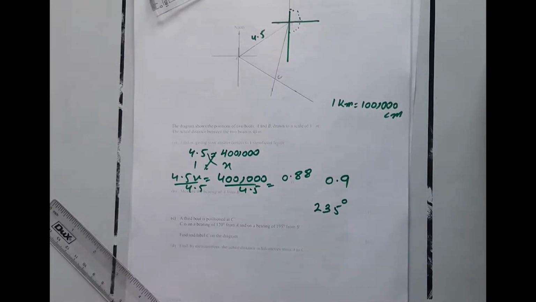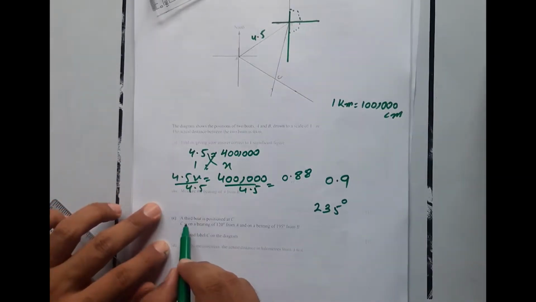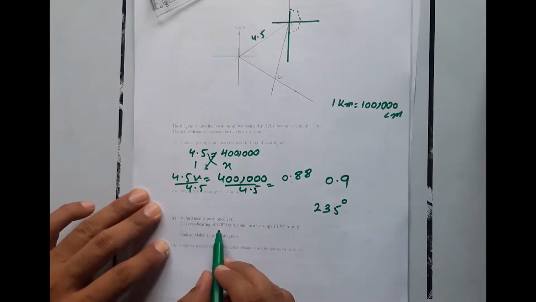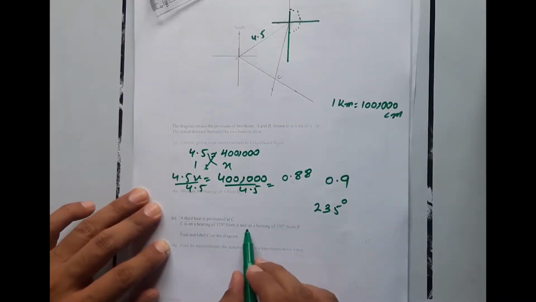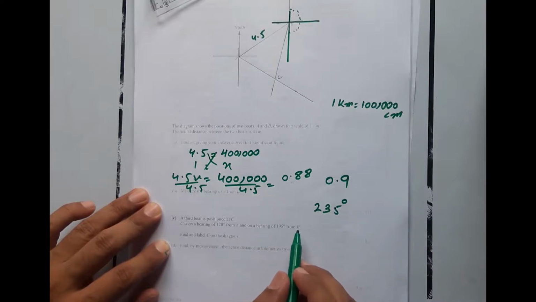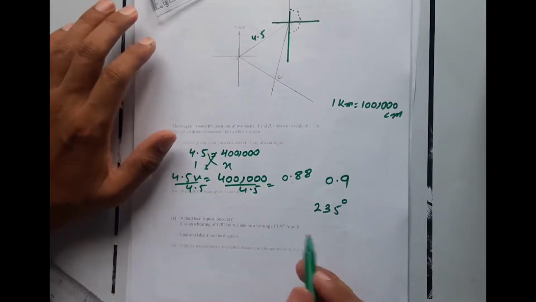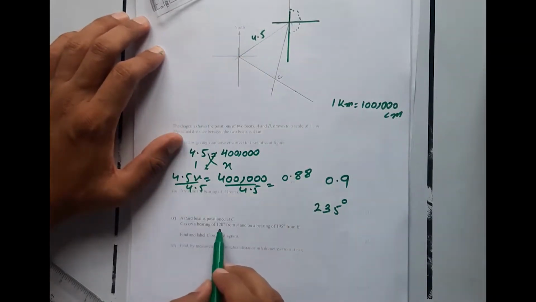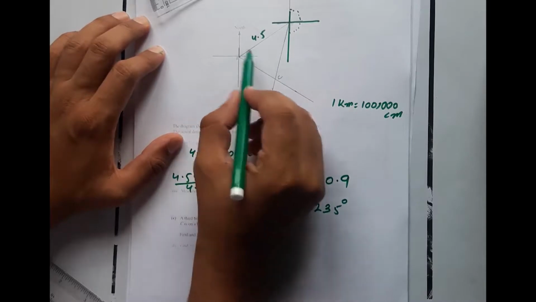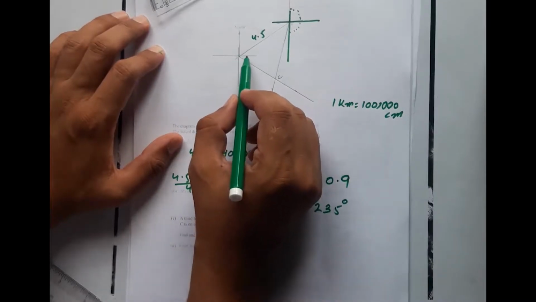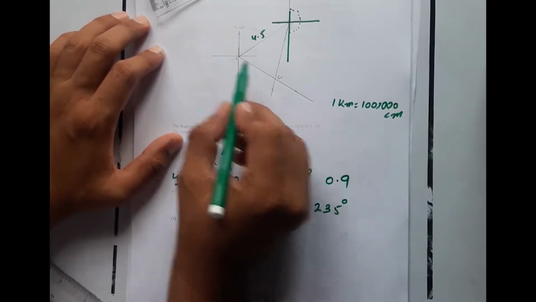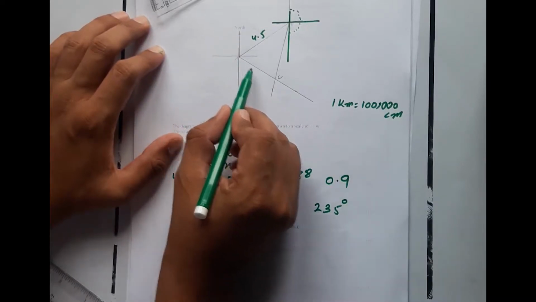Okay. Now a third boat is positioned at C. C is on a bearing of 120 degrees, and the bearing of C from B is 195. So we have to make the north south pole line. This is 90 degrees. We will place 30 degrees more. I have plotted C. We will make an angle of 30 degrees and draw a line.